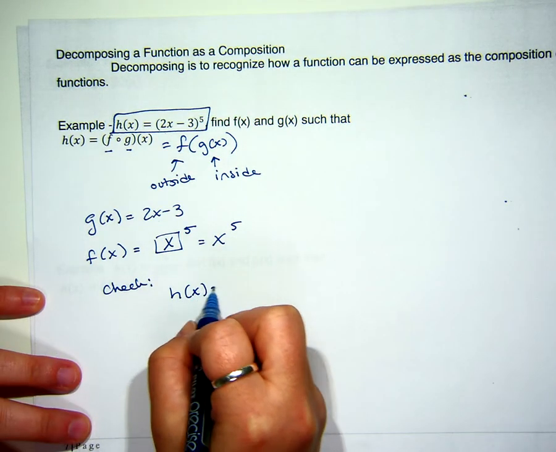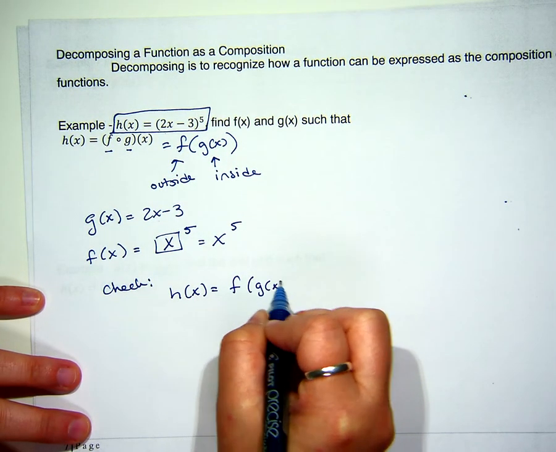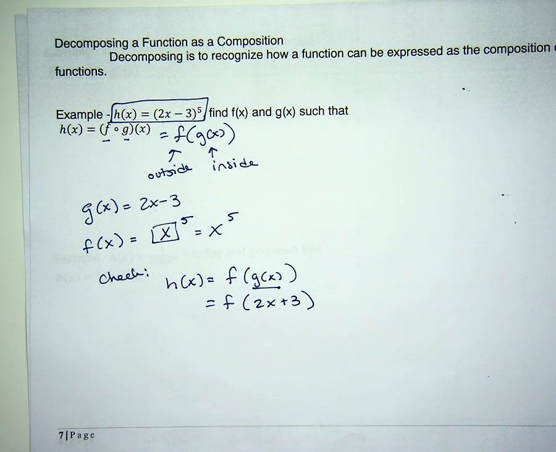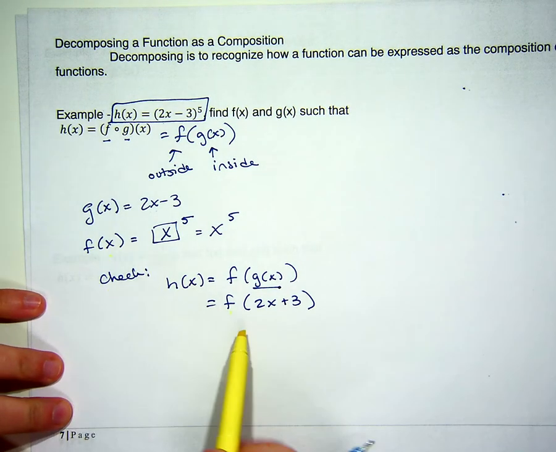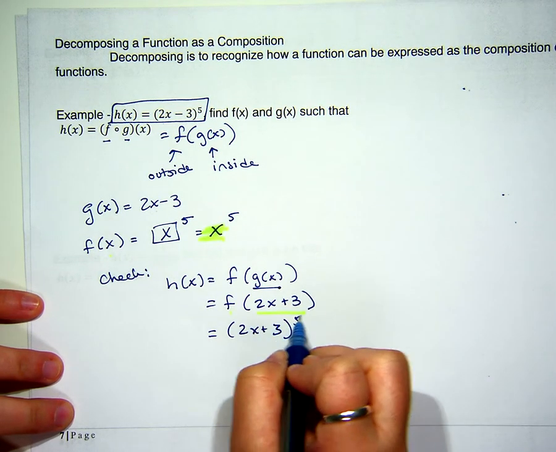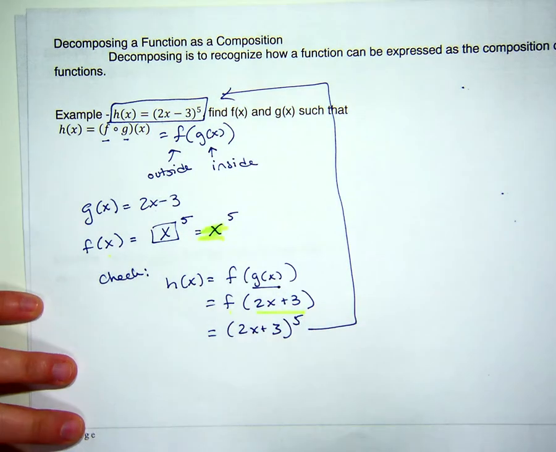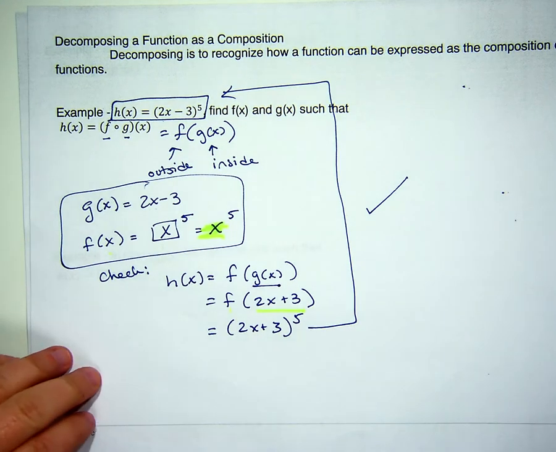Well, I was told that h of x was supposed to be f of g of x. That means it's f of 2x plus 3. And so f of means in my f of x, I'm going to replace my x with my 2x plus 3. So instead of x to the fifth, I'll have 2x plus 3 to the fifth. And does this match what we started with? Yes, this matches. So, yes, this works. This is your g function, and this is your f function.